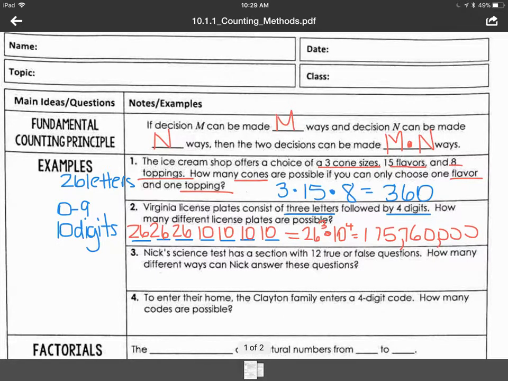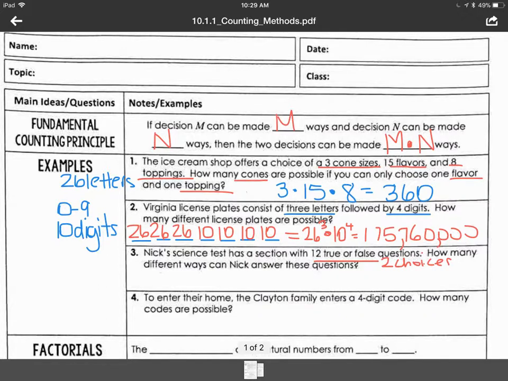All right, Nick's science test has a section with 12 true-false questions. How many different ways can Nick answer these questions? Okay. Now this one, we're going to make 12 decisions. He's going to have to answer 12 true-falses, so he's going to make 12 different decisions. I'm not going to write down 12 little spots. That's what we would do if we have more space. How many choices does Nick have for each one of those? True or false. So he's got 2 choices. If it had been multiple choice, we would have had to know how many letter choices there were. But here, true, false, that's 2 choices.